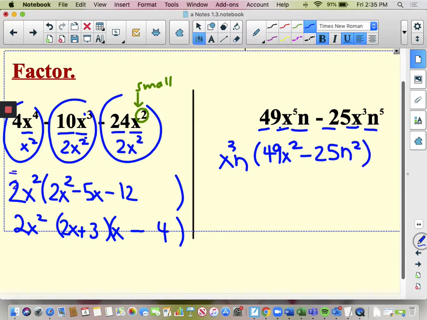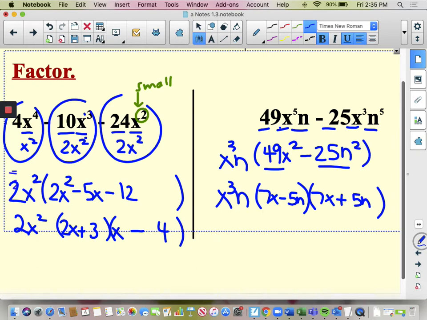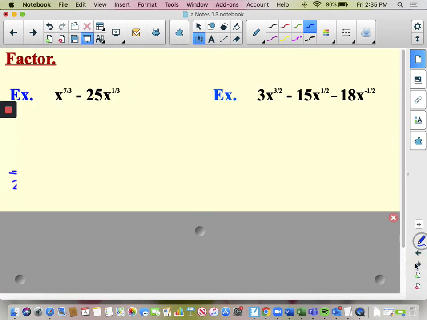And now I have a difference of 2 perfect squares. So that factors down to 7x minus 5n and 7x plus 5n. So quick refresher on those. Okay, now we're going to make it harder.